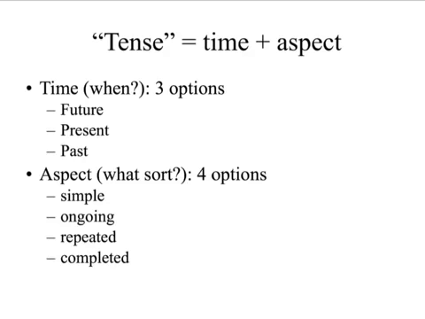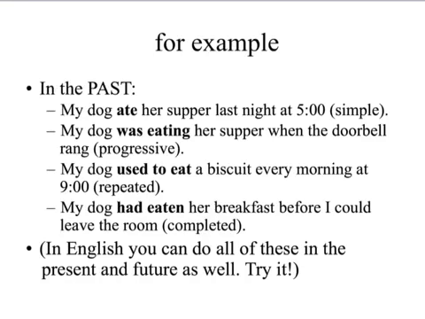There are really four options for the sort of action. The action can be simple, the action can be ongoing or progressive, the action can be repeated, or the action can have already been completed. So those are the four possibilities, and to give you a clearer notion of what I'm talking about, let's take a look at what they look like entirely in the past time in English.